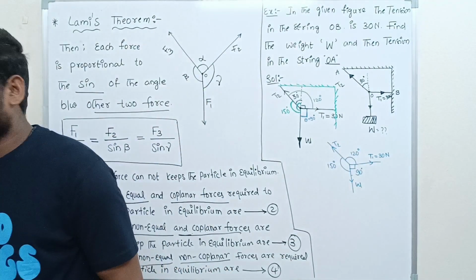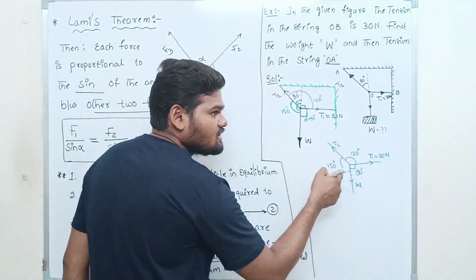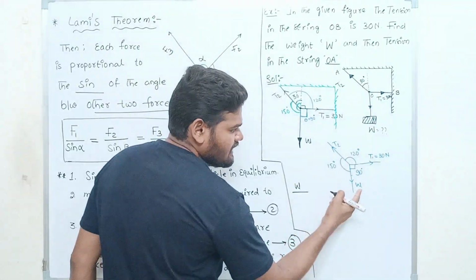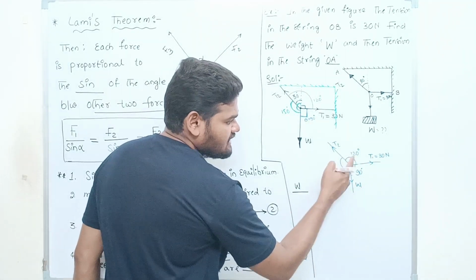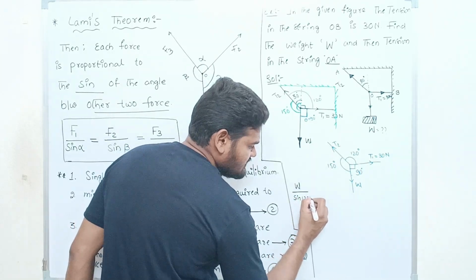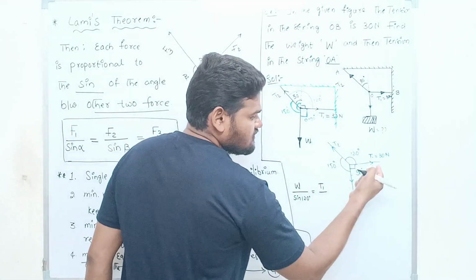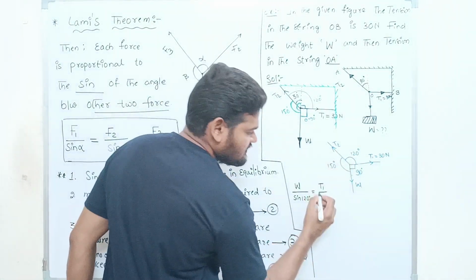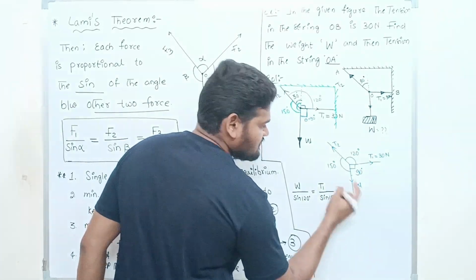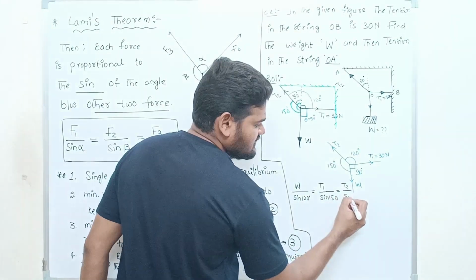According to Lami's theorem, each force is proportional to the sine of the angle between the other two forces. So W divided by sine of the angle between the other two forces, 120 degrees, sine 120 degrees, is equal to T1 divided by sine of the angle between the other two forces, sine of 150 degrees, is equal to T2 divided by sine of the angle between the other two forces.